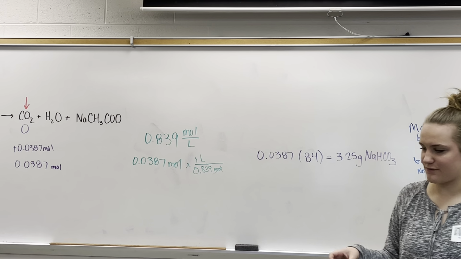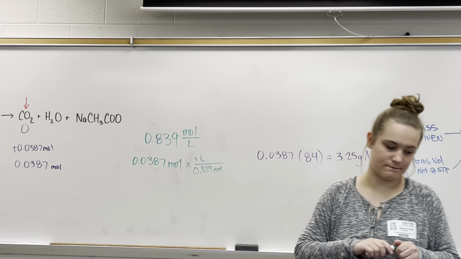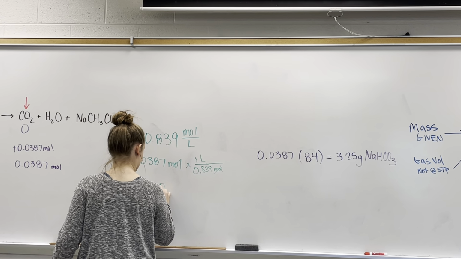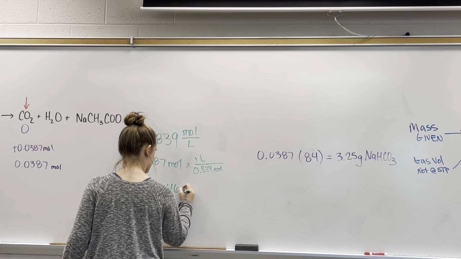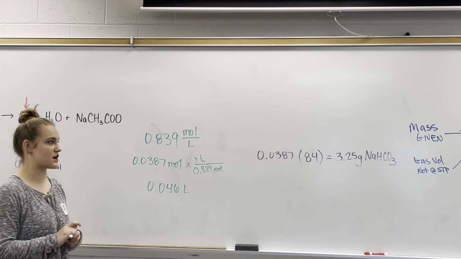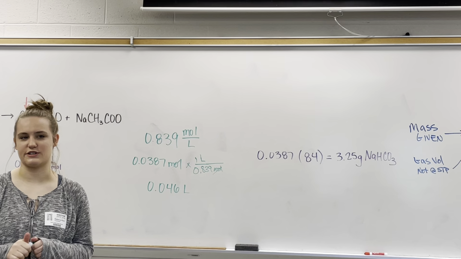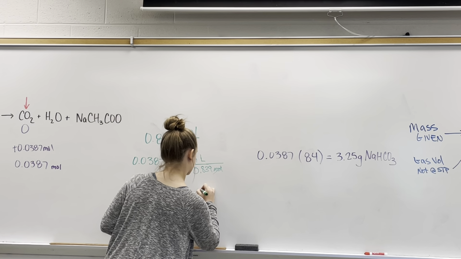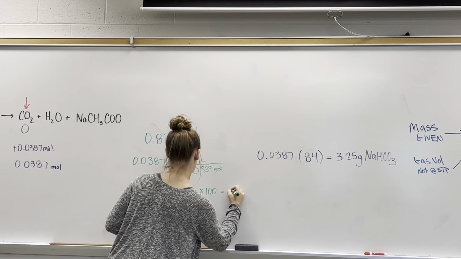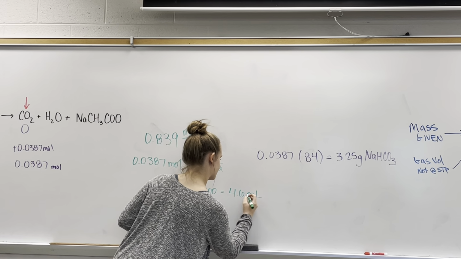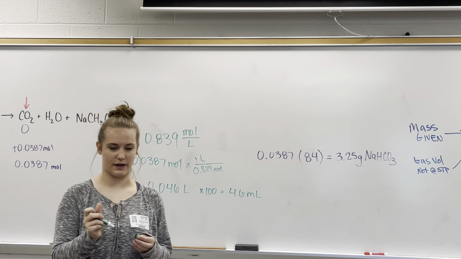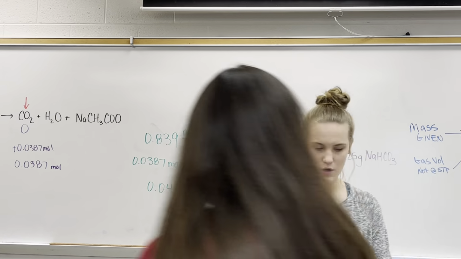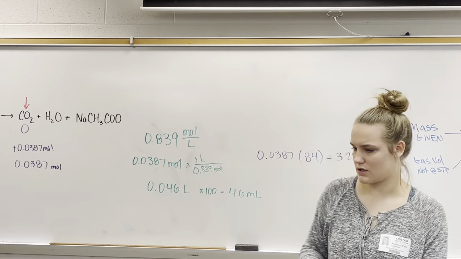Okay, so what did y'all get for y'all's answer on this problem? 0.046 liters. Alright, perfect. So we're not going to be measuring in liters. We're going to measure in milliliters. So how am I going to convert to milliliters? Times 100, what do you get? Just another 0. 4.6 milliliters. Move the decimal over.